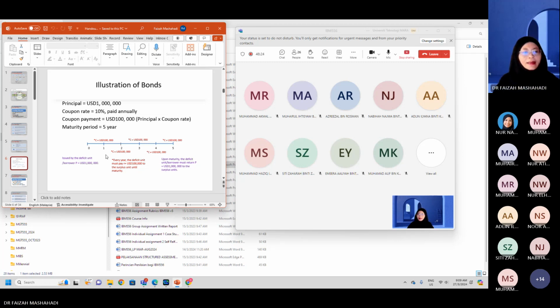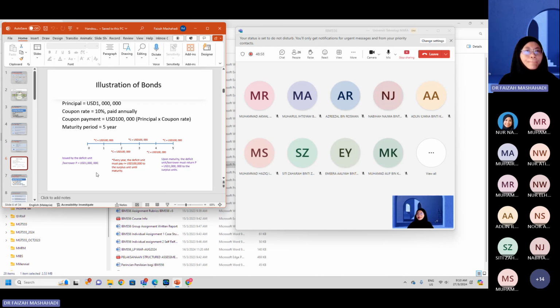Year 1, the deficit unit must pay 100,000 US dollar. Year 2, 100,000 US dollar. Year 3, 100,000 US dollar. Year 4, 100,000 US dollar. Year 5, 100,000 US dollar. Upon maturity, the deficit unit must pay back to the lender or the surplus unit 1 million US dollar of principal.